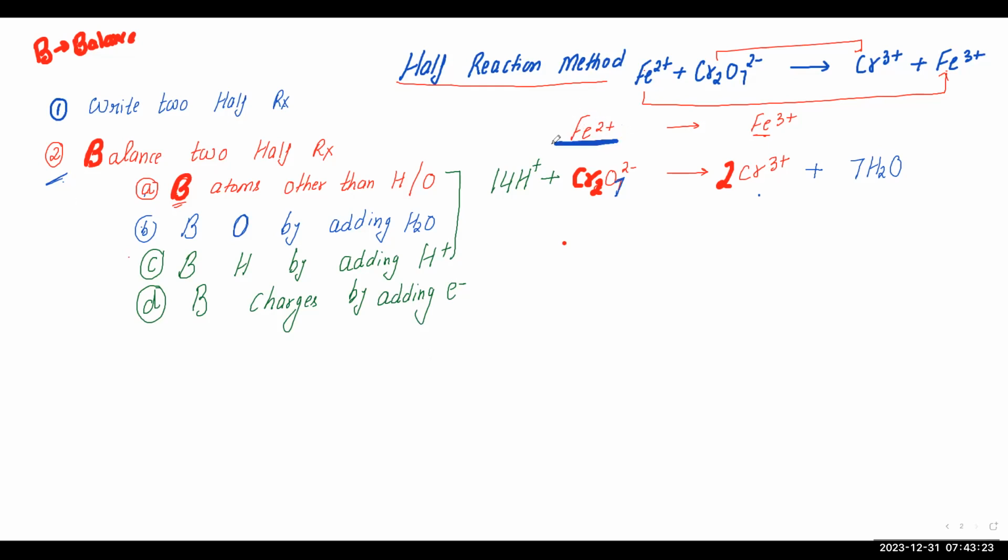What is the charge on this side? Plus 2. What is the charge on this side? Plus 3. Plus 2, plus 3, I have to make them equal. So what should I do? I will add electrons on which side? Where the positive charge is more. I'll add 1 electron here.